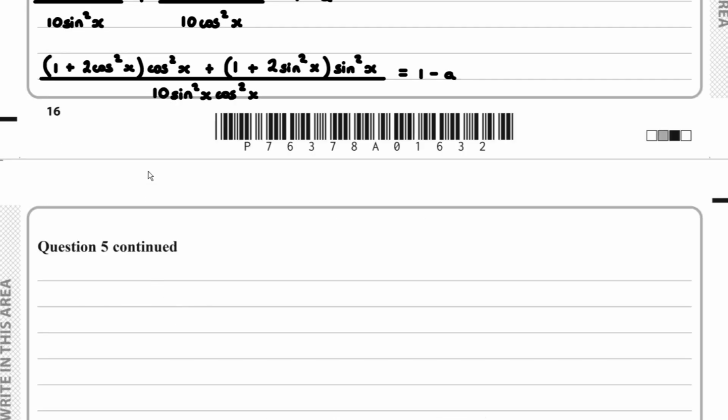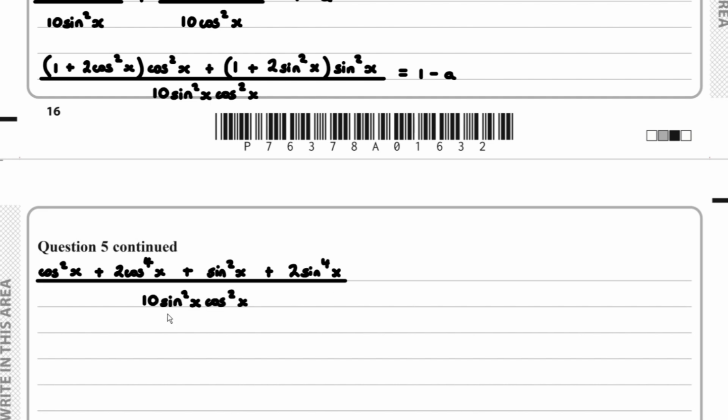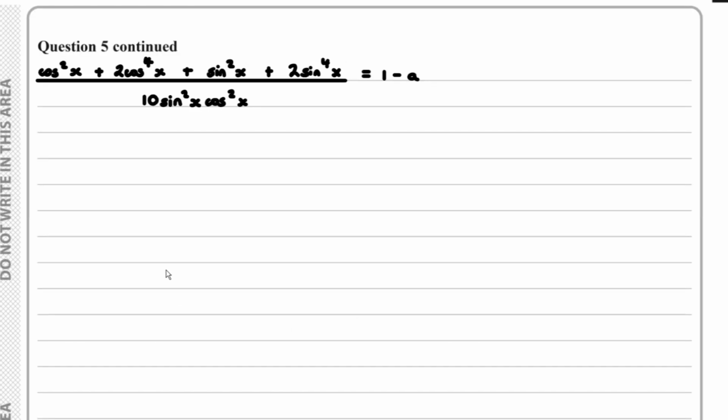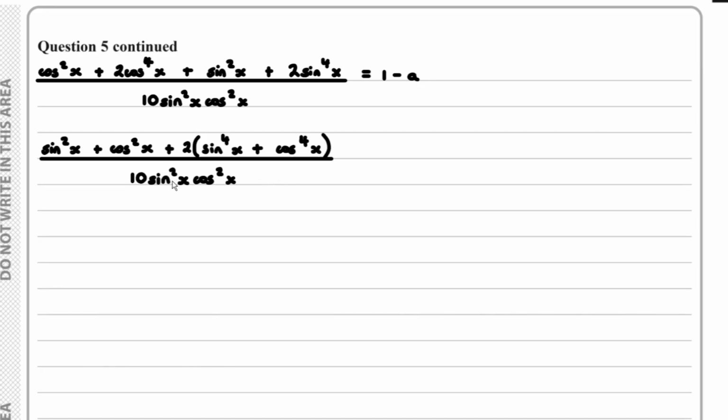At this point, we can expand the brackets. So I've got cos squared x plus 2 cos x to the 4, plus sine squared x plus 2 sine x to the 4, all over 10 sine squared x cos squared x, and this is equal to 1 subtract a. So I've got the sine squared x plus the cos squared x plus 2 multiplied by sine x to the 4 plus cos x to the 4, all over 10 sine squared x cos squared x, equals 1 subtract a.